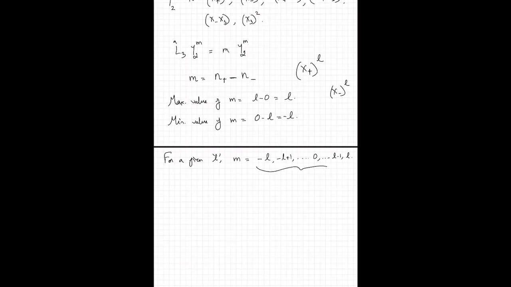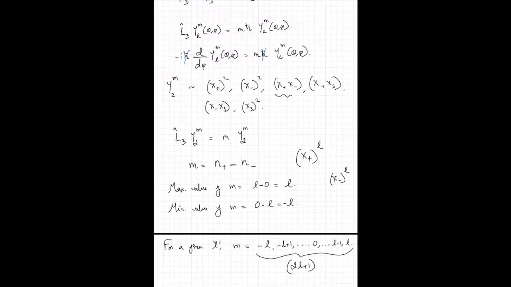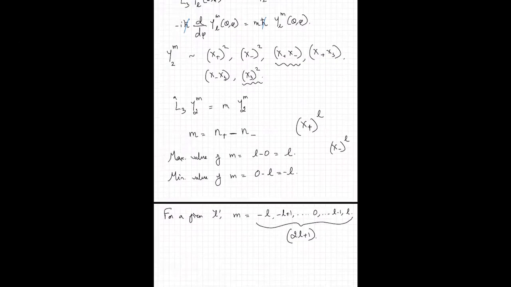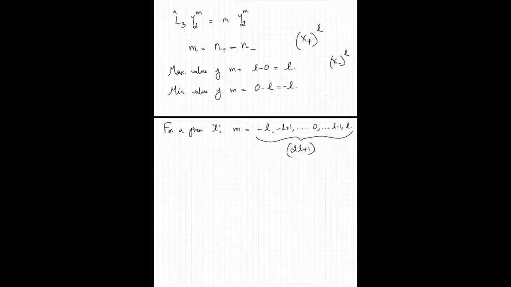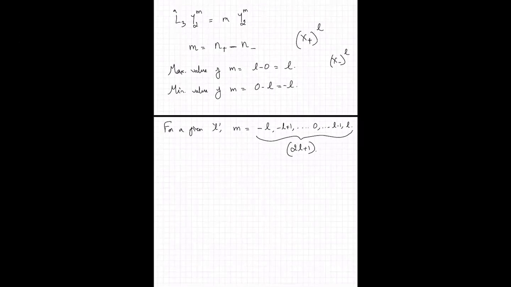So the total number of values, if you also count 0, is 2l plus 1. And 0 is also a perfectly valid number, because you can have a case where there are equal factors of n plus and n minus. For example, in this term, m is 0 because there is one factor of x plus and one factor of x minus. In fact, the term that was asked about also has m equal to 0, because here n plus is 0 and n minus is 0. So both these possibilities exist. Which means that for a given value of l, I can have 2l plus 1 values of m.